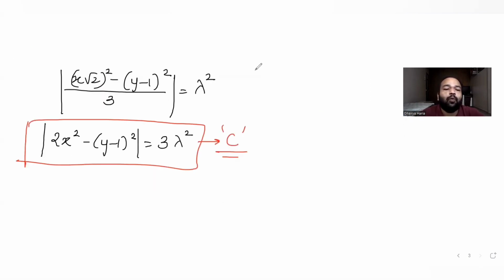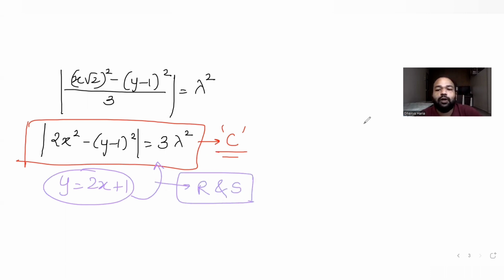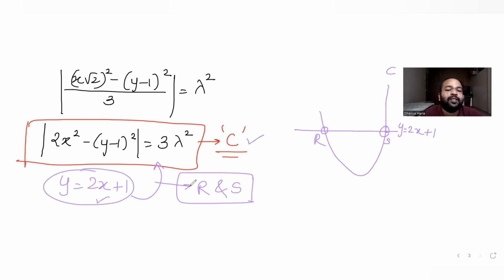Now we have also been told that one equation of line is y equal to 2x plus 1. This intersects the curve C at points R and S. Right? So basically, let's say our curve C would look something like this, and the equation of line is 2x plus 1. That intersects our curve in 2 points R and S. So if I want to find the intersection points R and S, I can just solve these two equations, that is the equation of curve C and the equation of line, simultaneously to get x and y. Whatever coordinates of x and y we get, that becomes our coordinates of R and S.